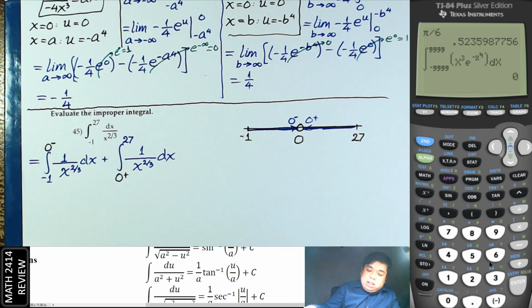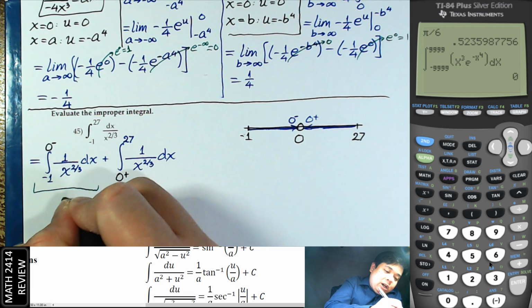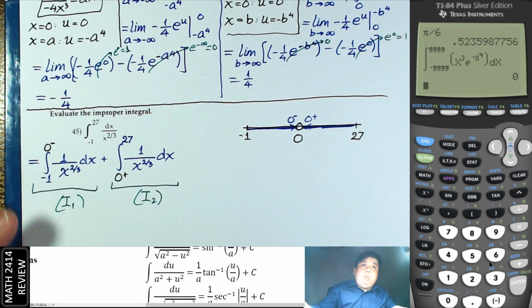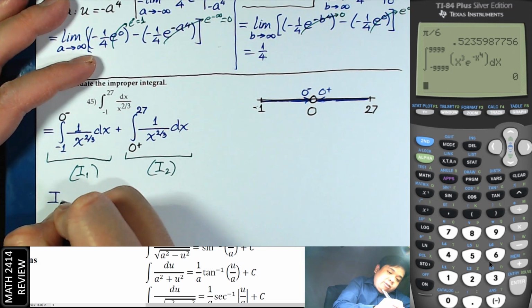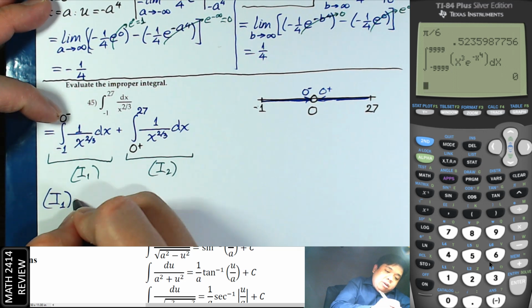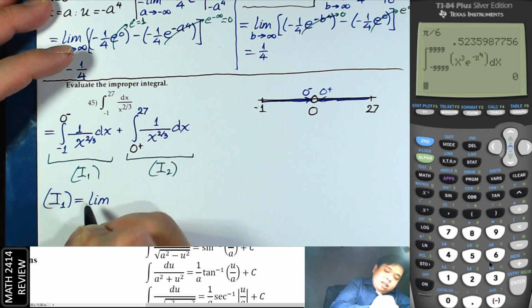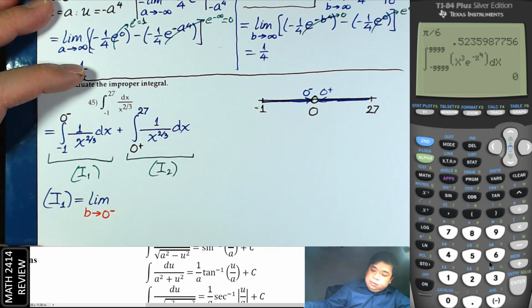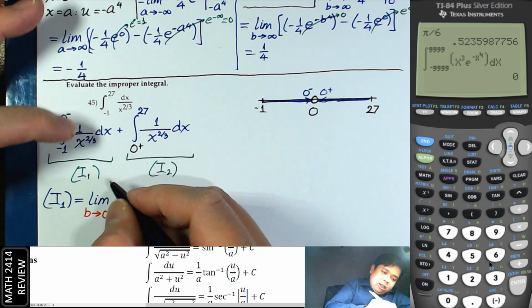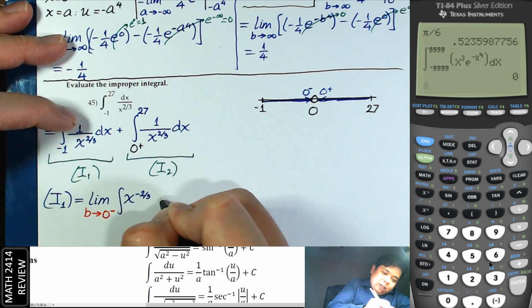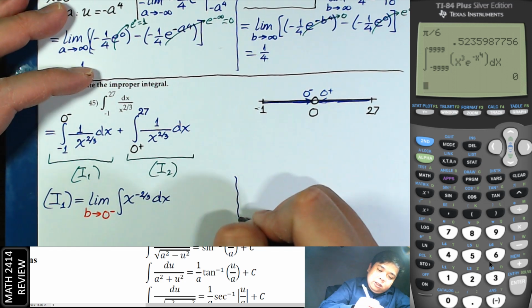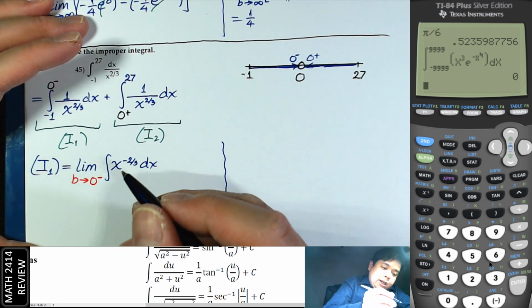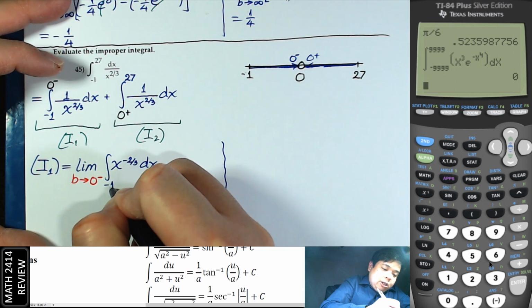Let's call that integral 1, and this is integral 2. We're going to do both of them. First integral, on the upper limit, so let's say b goes to 0. I will rewrite as x to the -2/3 dx. We go from -1 to b.